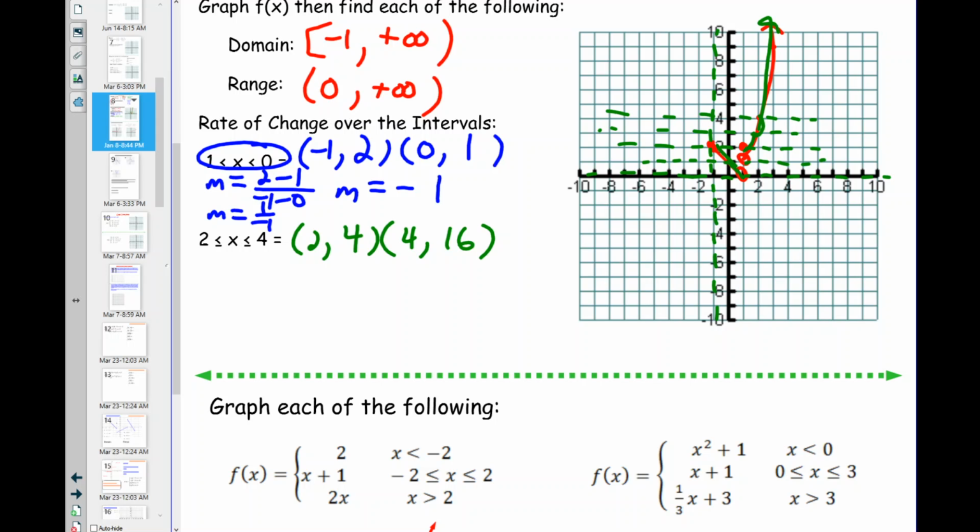For the second interval, subtract the y's on top. Caleb, what's the first y you see? 4. For the second y, just change the sign, so -16. That's like a shortcut. What's the first x you see? 2. Then subtract the second x, which is 4. That gives me -12 over -2. So the rate of change over that interval is 6.